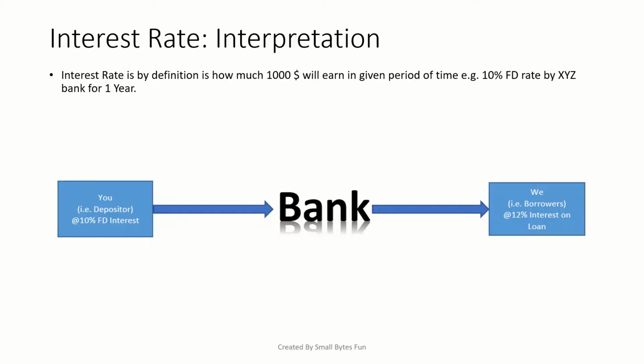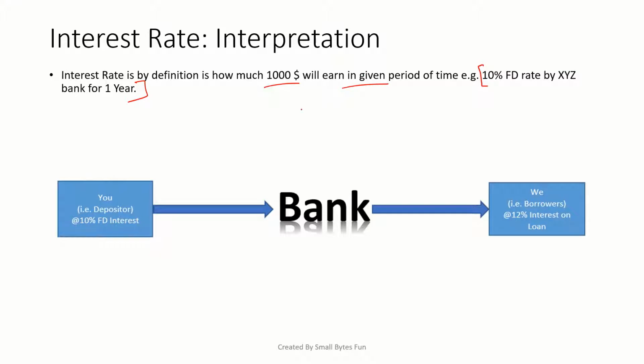Welcome everyone. To start with, let's start with the definition of the interest rate that we have already seen. Interest rate by definition is how much $1,000 will earn in a given period of time. The example that we have seen is a 10% fixed deposit rate offered by XYZ bank for 1 year.